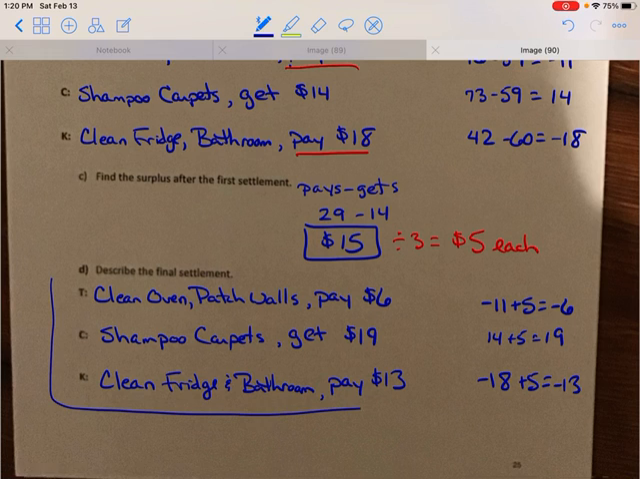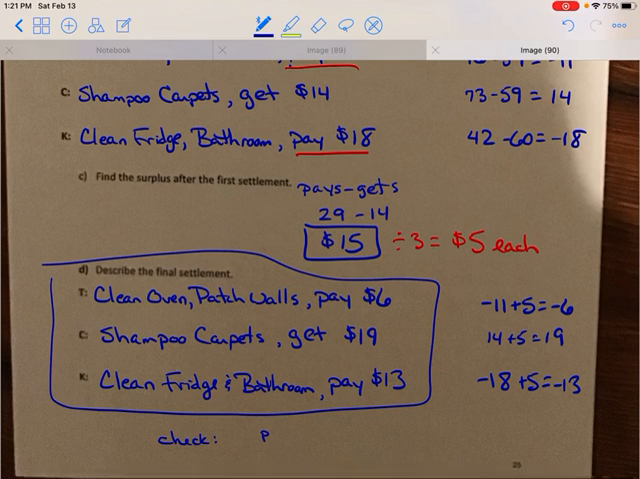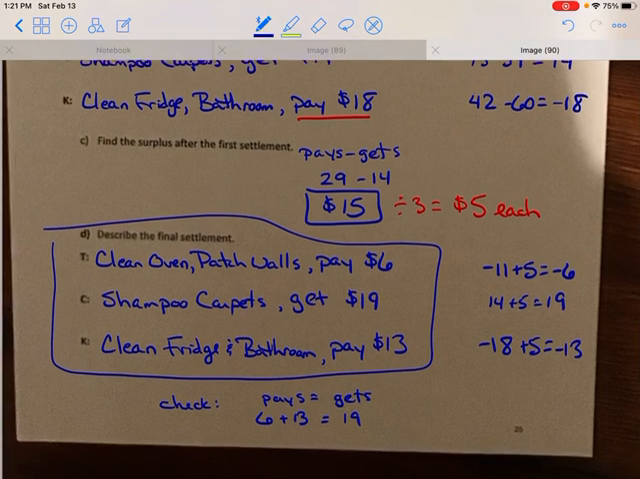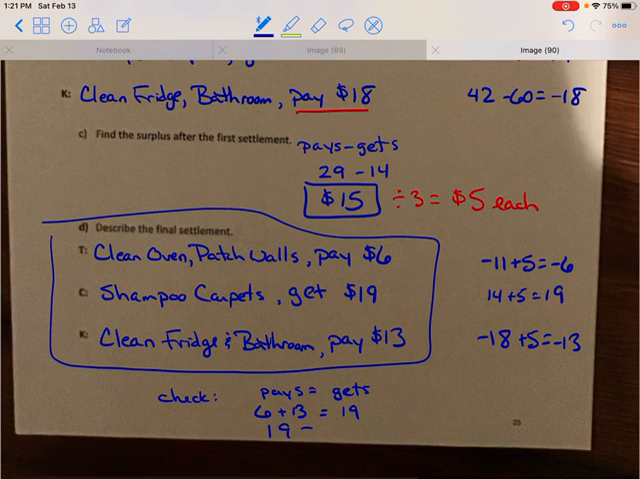So we've got our final settlement here. This is our final answer. If we do want to check it, remember the pays equal the gets. So the pays are 6 and 13. The gets are 19. So we can see pretty easily that 19 equals 19. That's just a quick check to make sure you're doing it right.